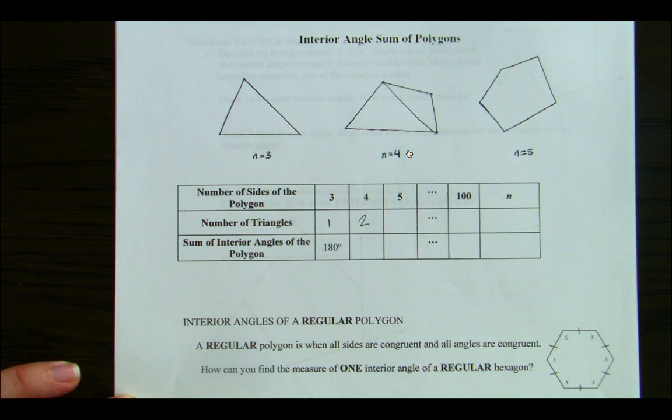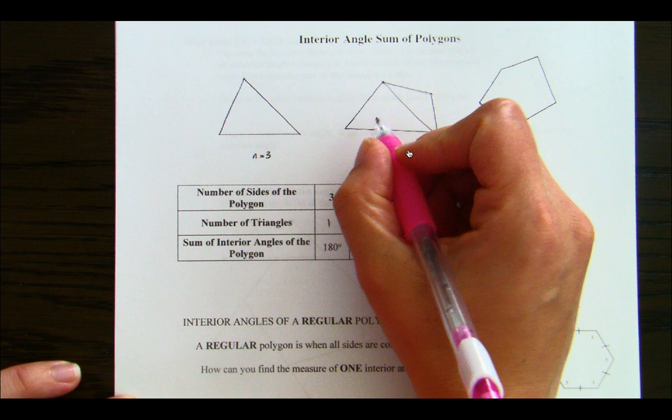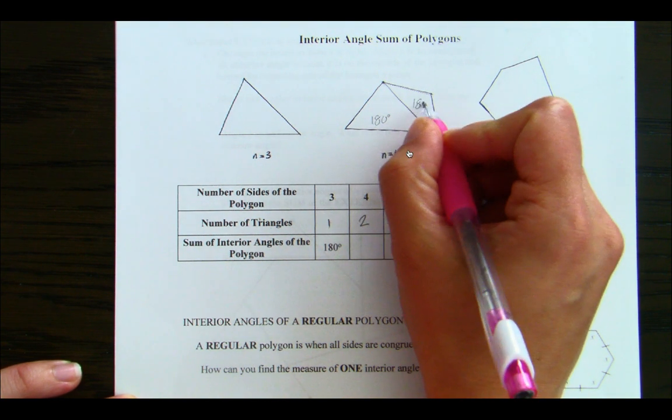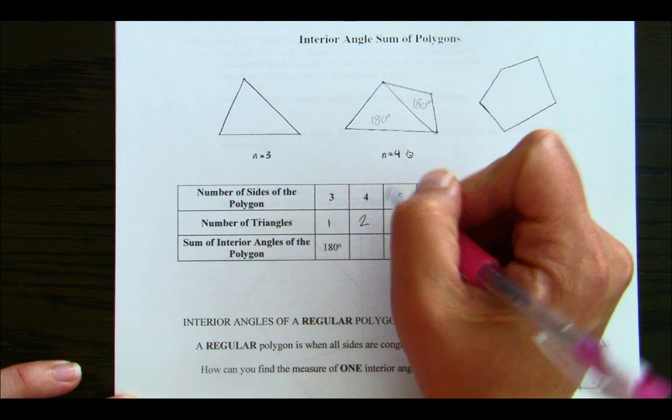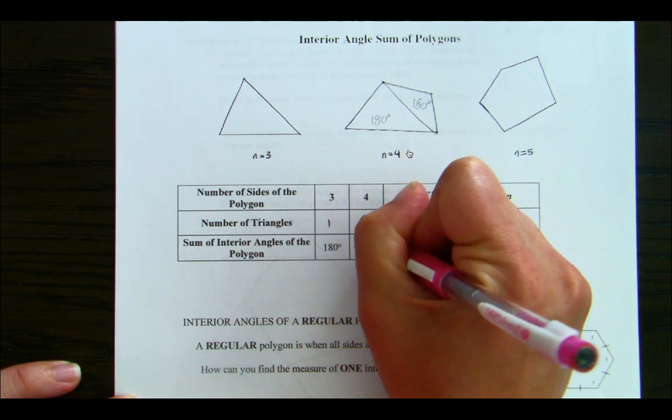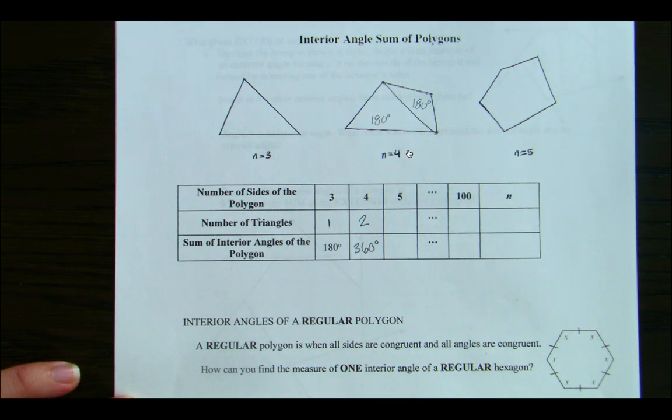Now I need to figure out how many degrees total are within this shape. If this triangle has 180 degrees, and this one has 180 degrees, when I add those together, I know that this will have 360 degrees. We're going to repeat this process, but with a 5-sided figure.